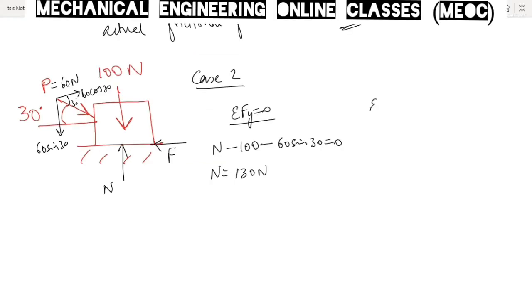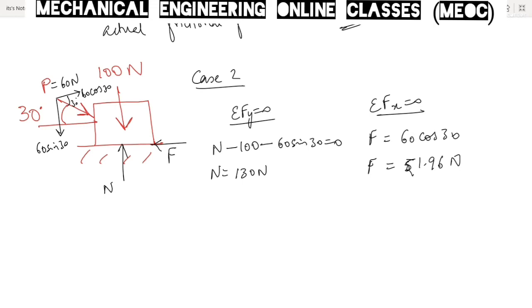Similarly, let us take sigma Fx equal to 0. Here we have F equal to, there are only two horizontal components. One is F acting leftward, then there is a 60 cos 30 horizontal component of P acting rightward. So F is equal to 60 cos 30, which comes out to be 51.96 Newton. This 51.96 Newton is the friction that is developed for the object to be in static equilibrium.